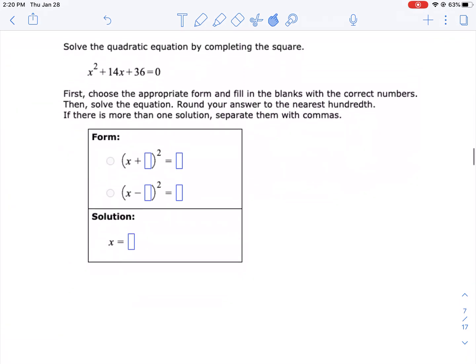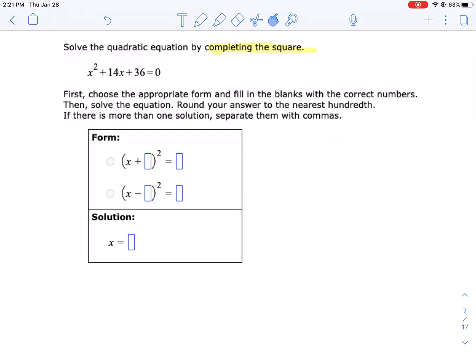Okay, let's take a look at this one. I want to solve the quadratic equation this time by completing the square. You didn't show any work on this one, and this is one I kind of expected you to show some work. To complete the square, you want the x's on the same side.